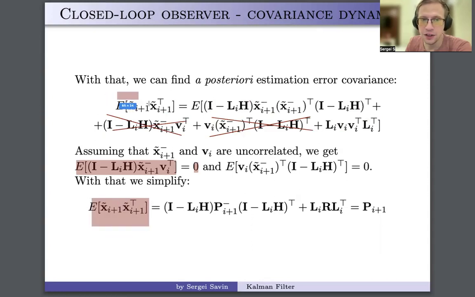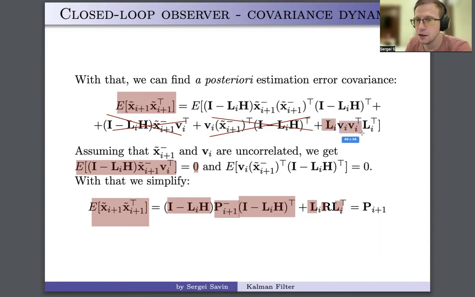So our covariance is equal to (I minus LH) P a priori (I minus LH) transpose plus LRL transpose. Where does this come from? Well, it is from here. LR, like V times V transpose. The covariance is R times L transpose. And all of this is equal to P sub i plus 1.